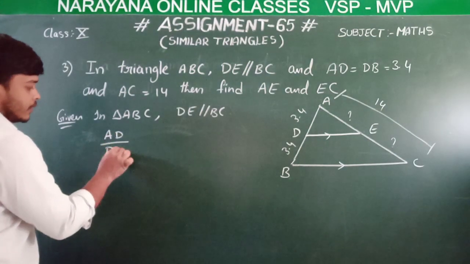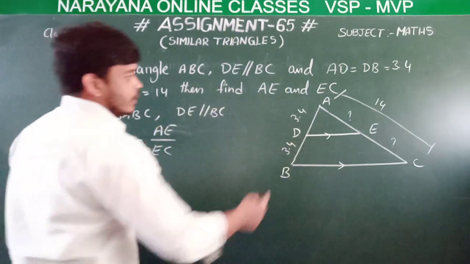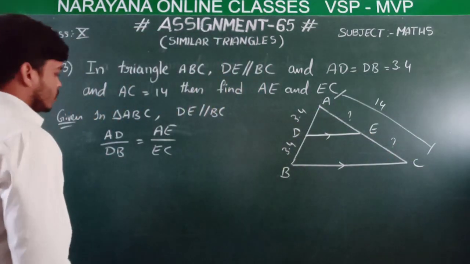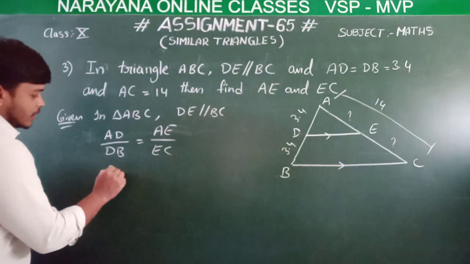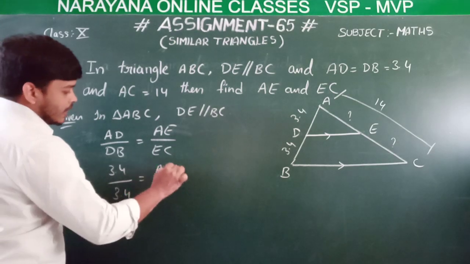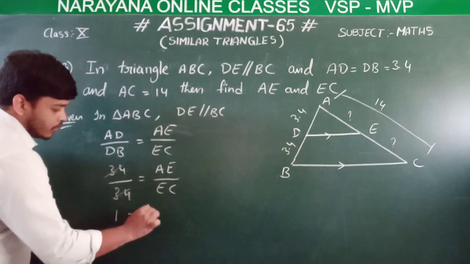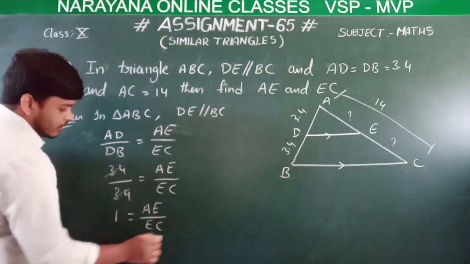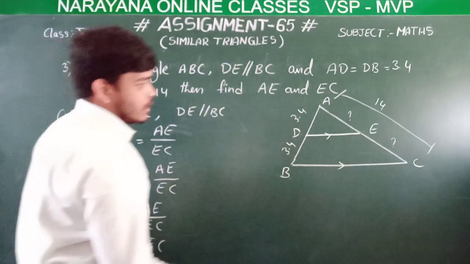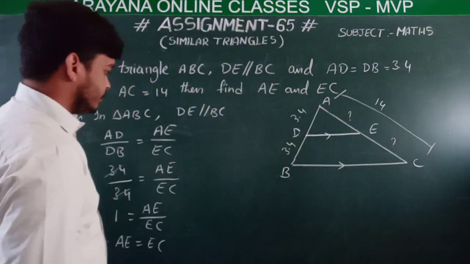If you use the basic proportionality theorem, then AD by DB is equals to AE by EC. So AD value is 3.4 by DB value is 3.4 is equals to AE by EC. So 3.4 gets cancelled. 1 is equals to AE by EC. Therefore AE is equals to EC.